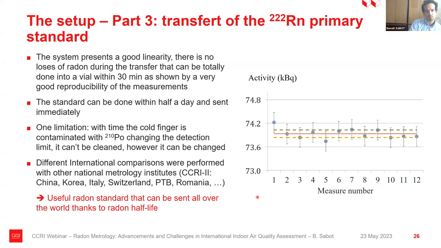And unfortunately, polonium 210 appears quite close to the radon 222 peak. So this is one of the limits of the system: with time, we'll have more and more polonium on the cold finger. You cannot remove it because it's recoiled and it's inside the metal. It's not possible to clean it. So you need to change this cold finger part from time to time. And this can be, let's say, the more difficult part: to find a good way to hold the cold finger and to be able to change it easily.